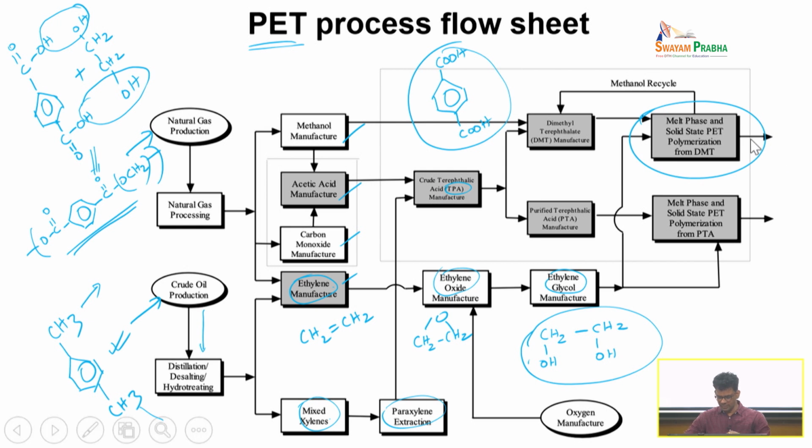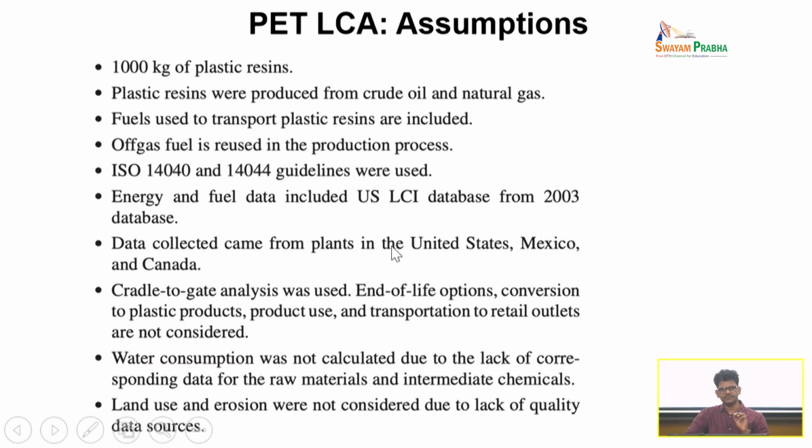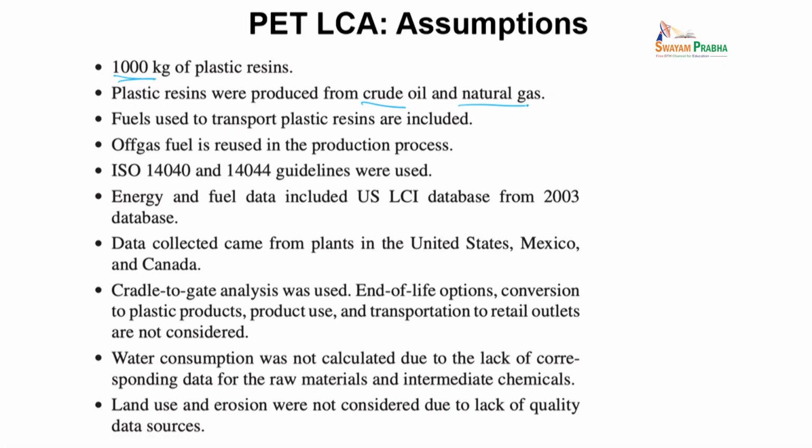Now once we know this, you can see that there are other things: oxygen is used for creating ethylene oxide, and there is also recycling of methanol as a byproduct. So everything is included here. Once we have this, then we make assumptions. The LCA has to be done based on a particular assumption. Here the calculation is made for every 1000 kilograms of plastic resin, in this case PET resin. As I said, the natural capital that we use in this particular case is crude oil and natural gas.